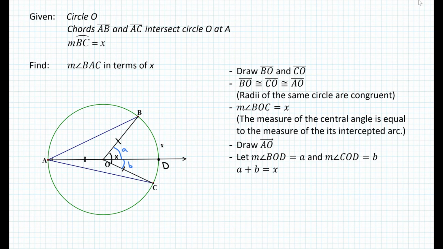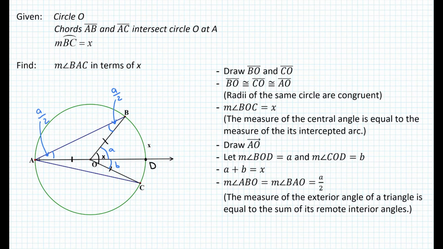So here we know that measure of angle ABO is equal to measure of angle BAO, which equals A over 2. There are a few reasons for that. Number one, we know that the measures of angle ABO and BAO are equal, or congruent, because triangle ABO is an isosceles triangle. And also the measure of the exterior angle, which is angle A, of a triangle is equal to the sum of its remote interior angles. If they're equal and they sum up to A, then they each have to be equal to A over 2. In a similar manner, we can say the following about angle B.